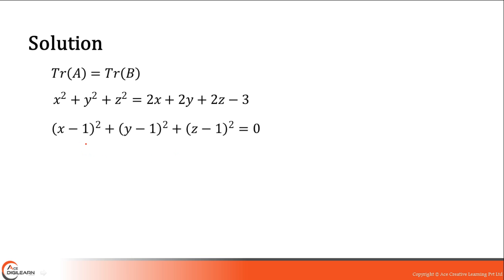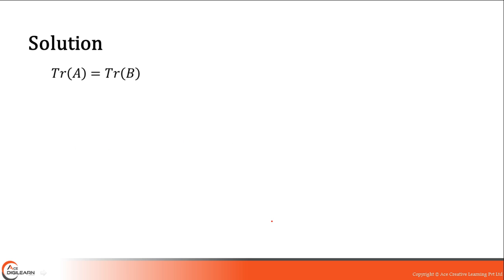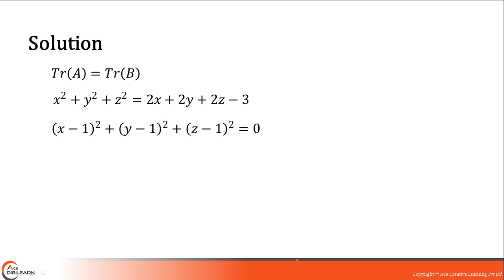So as we simplify this, we get x minus 1 whole square plus y minus 1 whole square plus z minus 1 whole square equals 0. Let us see the solution of it. As per the given condition, trace of A equals to trace of B. So trace of A is x square plus y square plus z square. Trace of B is 2x plus 2y plus 2z minus 3. So on simplification, we get x minus 1 whole square plus y minus 1 whole square plus z minus 1 whole square equals 0, from which we can conclude x, y, z all equals to 1. So we get x plus y plus z is equals to 3.